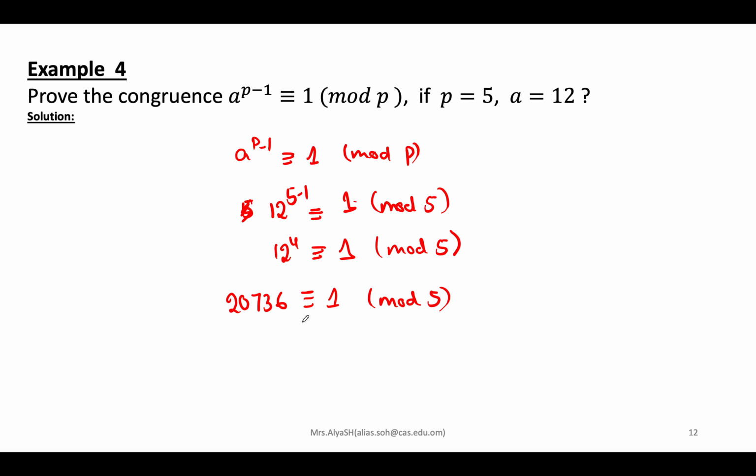How do I see the relation there? If I divide 20,736 by 5, then I will get a remainder of 1. And when we divide 1 by 5, then we again get a remainder of 1. Therefore, the relation is there.